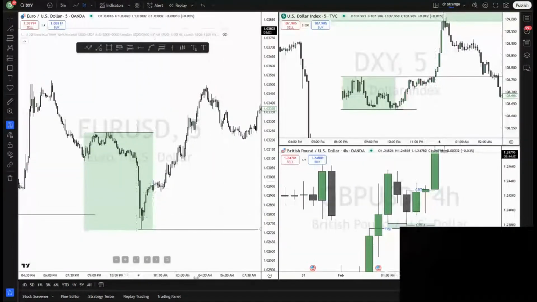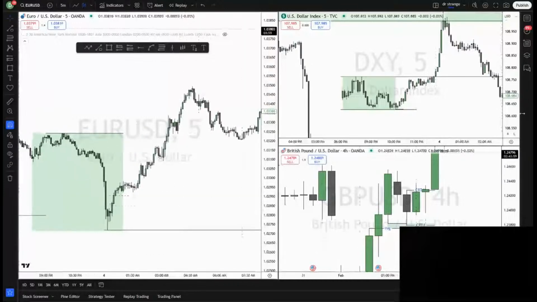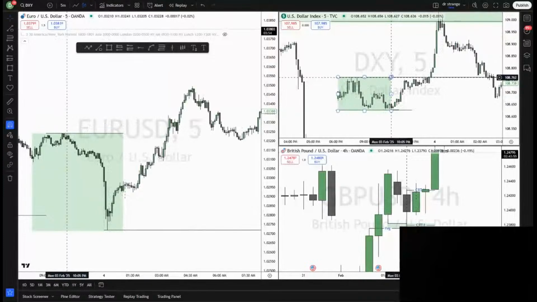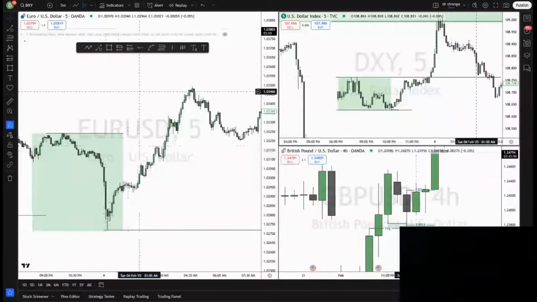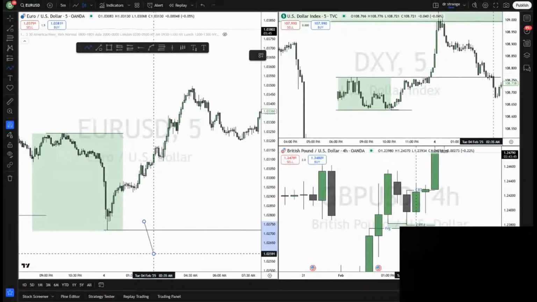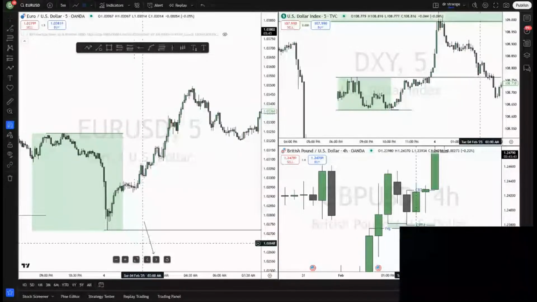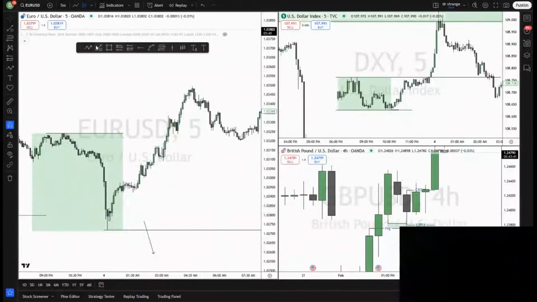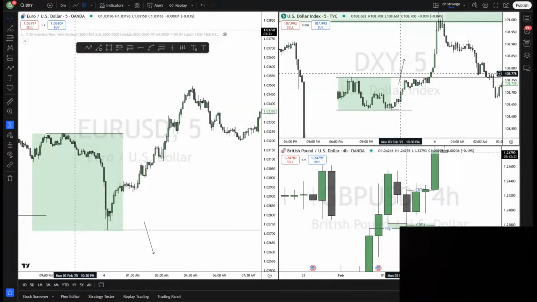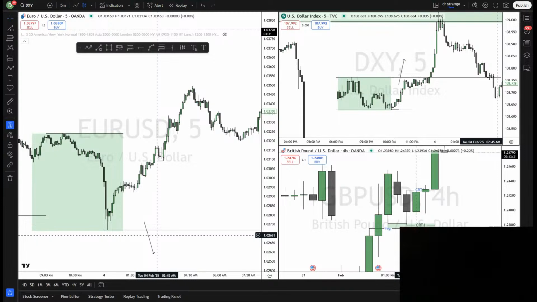We have been able to see that this is time-based SMT. The DXY came and took out this 4-hour high. I expect Euro USD to take out this 4-hour low, because these pairs move in the opposite direction. I expect that if the DXY comes and takes out this 4-hour high, this one takes out the CRT high.